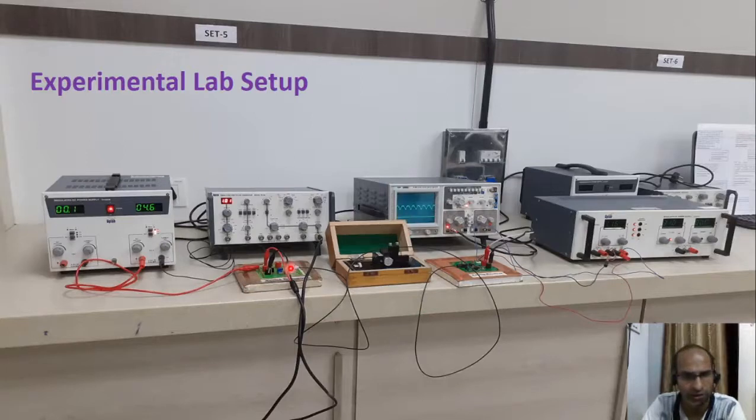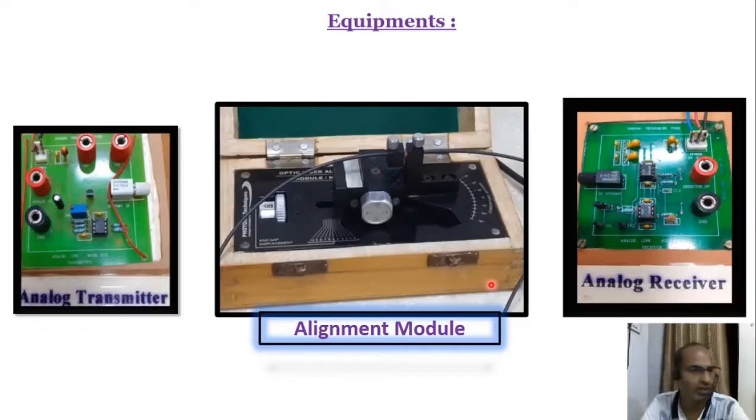Then we connected 1 meter fiber from the transmitter to the model, into this part, and it is fixed using the screw. The second 1 meter fiber is connected from the model back to the receiver, and the receiver's output is connected to the CRO. So in this experimental setup you can see the equipment: power supplies, CRO, function generator, transmitter kit, alignment model, and receiver kit. We use an analog transmitter, alignment module, and analog receiver.